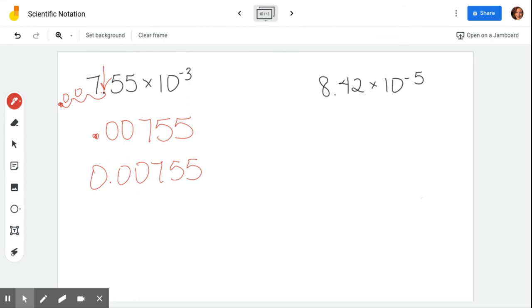Okay, 8.42 times 10 to the negative fifth. Negative 5 means I'm going to move 5 to the left. So pick up my decimal and go 1, 2, 3, 4, 5. Lock it in. Fill in your gaps. So I get 0.0000842.